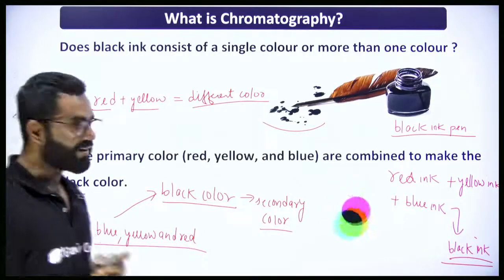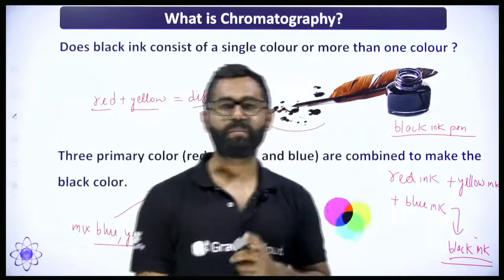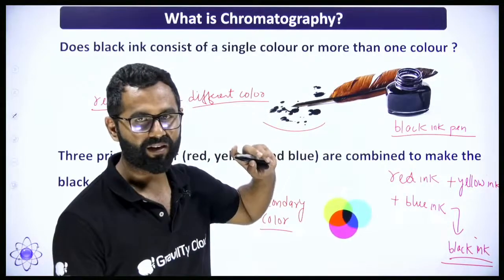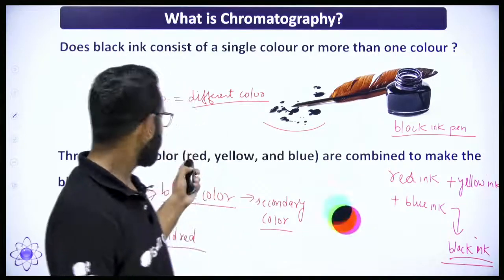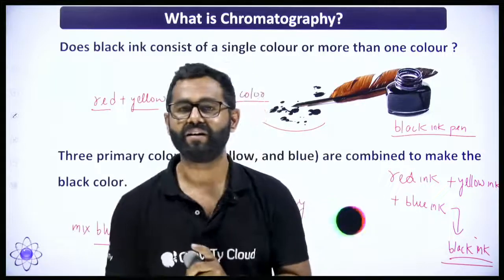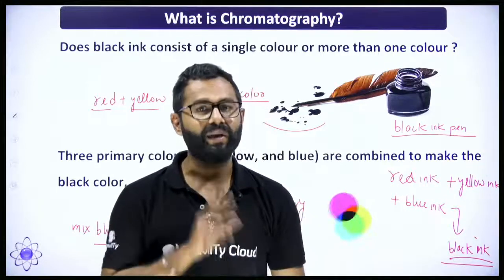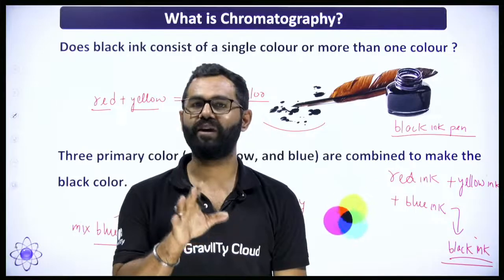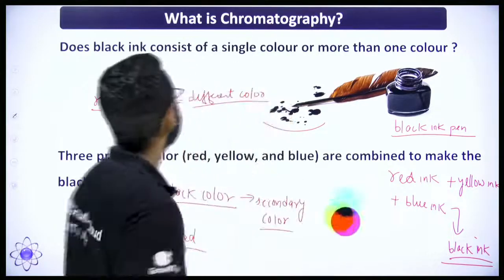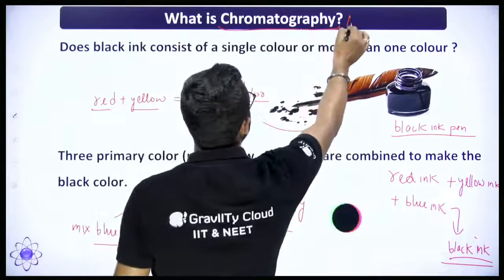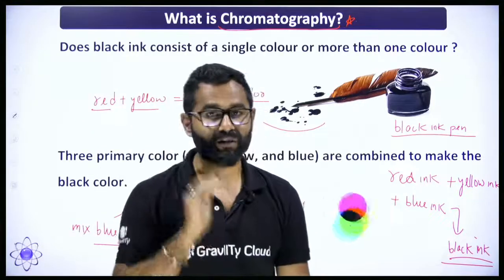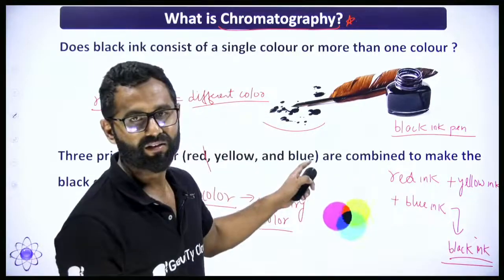Now once you get the black ink, how can we separate the different colors? Suppose we have this black ink in our home, and you want to separate the blue color, yellow color and red color from this black ink. How will you do it? That method to separate the components, or the colored components, from each other is called chromatography. So basically chromatography is the method which we use to separate one color from the other.